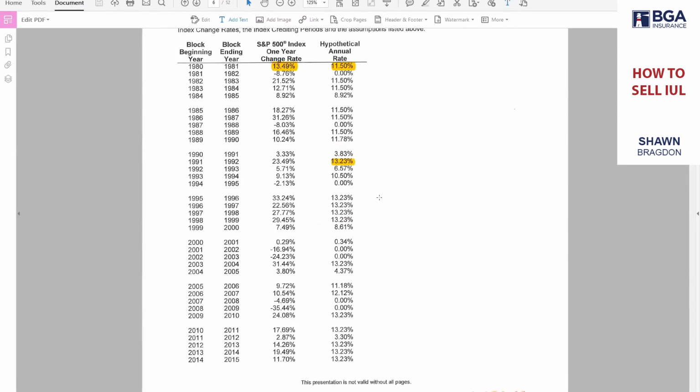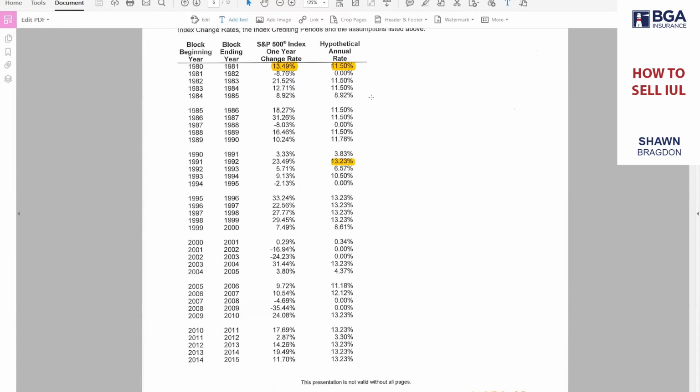This just kind of shows how the market works. In 1980, the market went up 13.49. This product has an 11.5% cap, so you got 11.5. Year 2, the market dropped 8.76, so you get a 0. This product has that bonus that kicks in after year 11, so you're actually able to cap out at 13.23% on this particular index strategy.